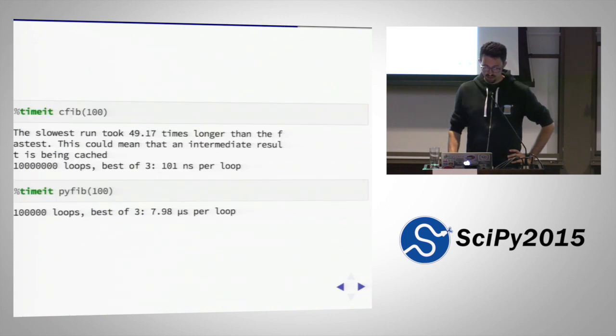Here's a little example showing how much faster the Cython version of a Fibonacci calculator runs than the Python version. It's a couple orders of magnitude.